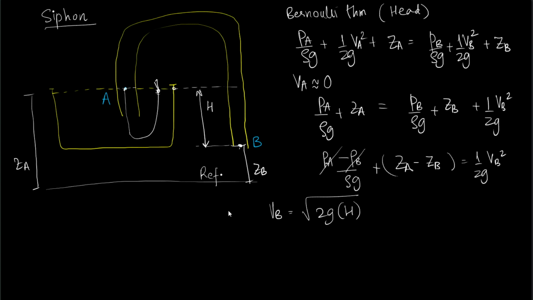Now this gives us the exit velocity. By the continuity equation for all the other points in the tube, this is actually the velocity throughout the tube. So VB is actually the velocity throughout the tube, except at point A, because point A is like the inlet point and point A is sort of sucking in through an infinite area.